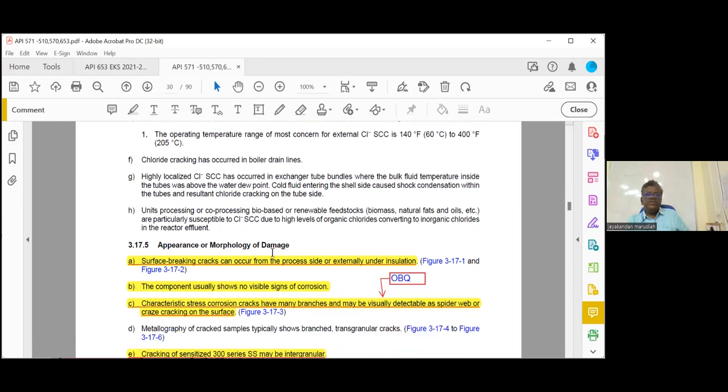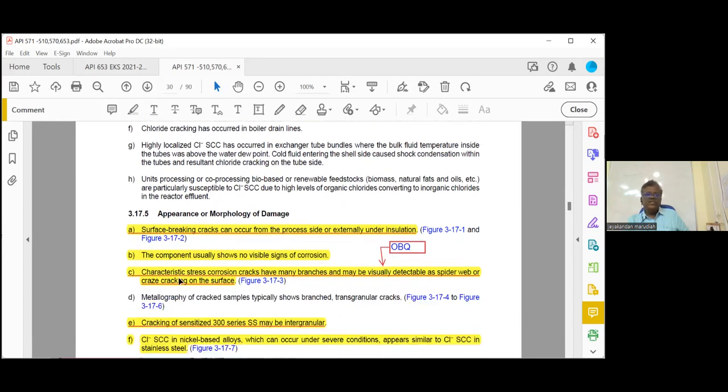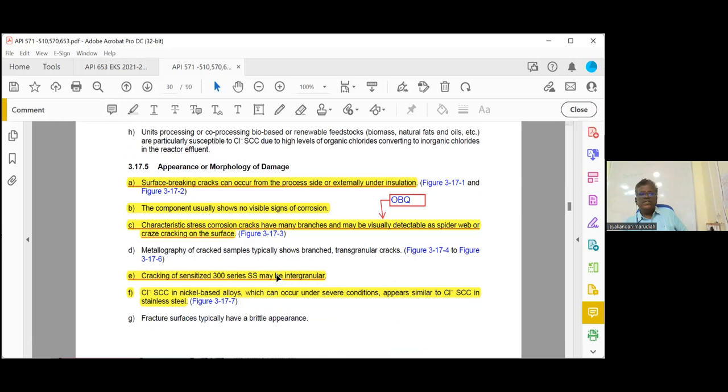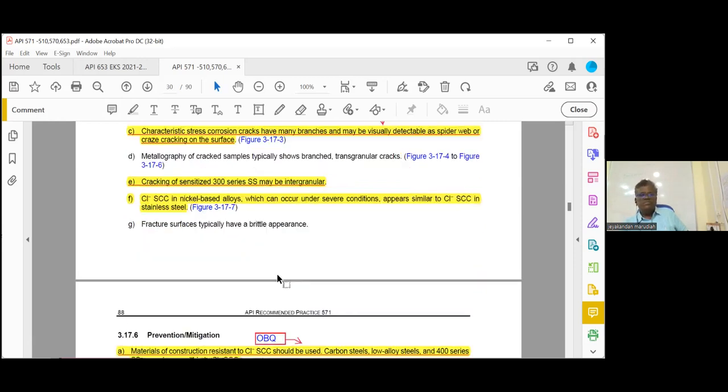Then appearance, surface breaking cracks can occur from the process side, external and under insulation. Then characteristic of cracks, many branches and visually detected as spider web and cross cracking. That is open book question. Spider web or cross crack. Cracking of 300 series may be intergranular.